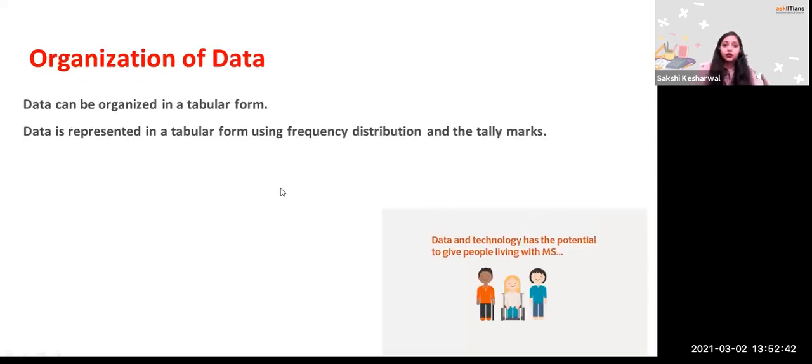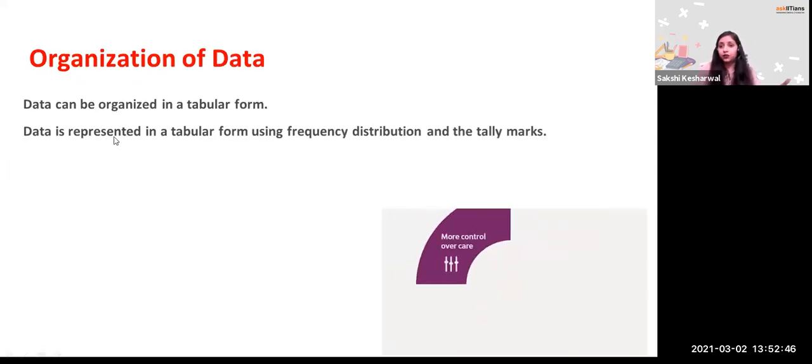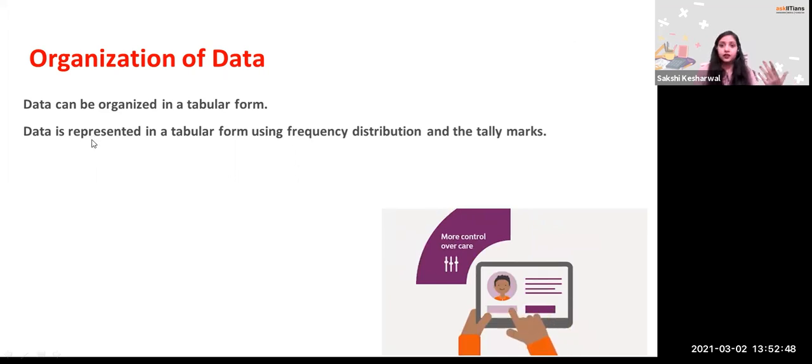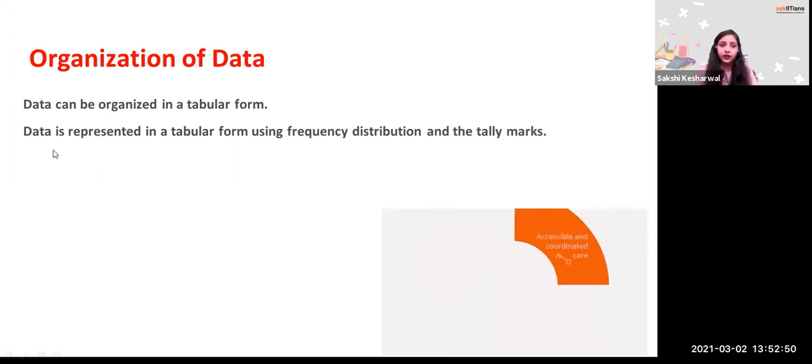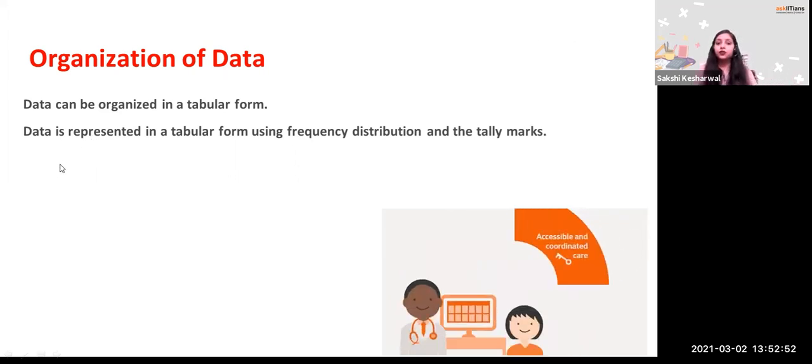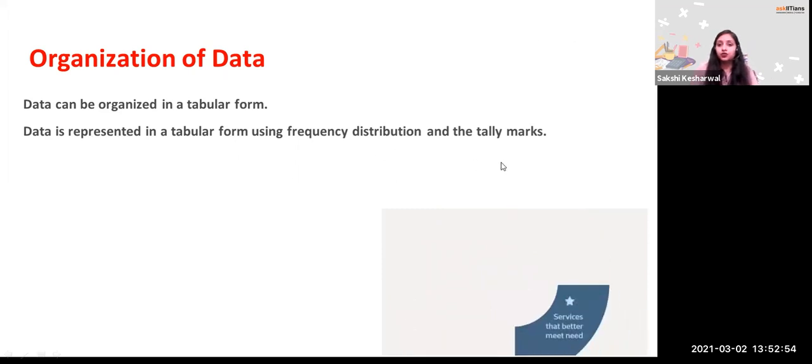Now, then you organize it. Data can be organized in a tabular form. Later on, as I said, a pictograph or a bar graph, whatever you want. Data is represented using a frequency distribution and tally marks.